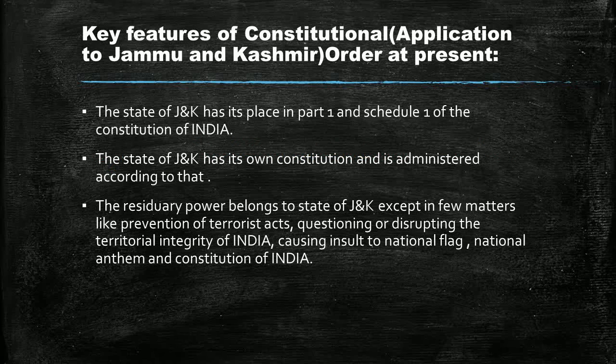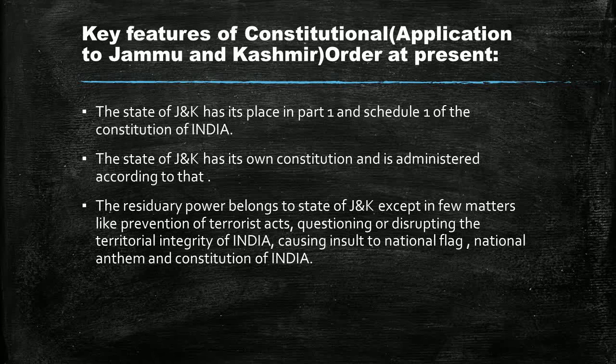Now coming to the key features of the Constitution Application to Jammu and Kashmir Order at present. The first provision is that the state of Jammu and Kashmir has its place in Part 1 and Schedule 1 of the Constitution of India. Part 1 and Schedule 1 of the Constitution of India deals with the Union and its territory, but its name, area or boundary cannot be changed by the Union government without the consent of the legislature of Jammu and Kashmir. Alright. So now moving on to the second provision.